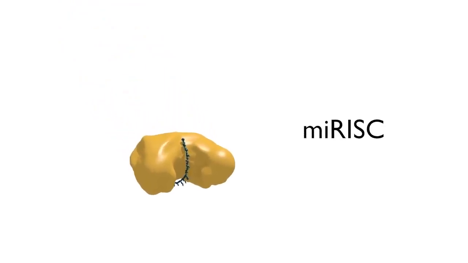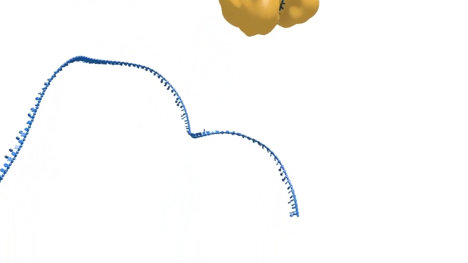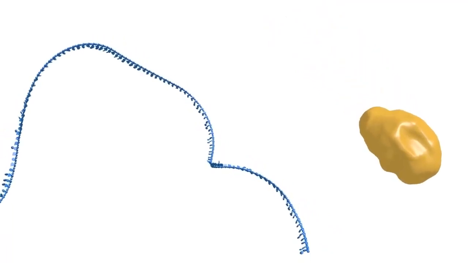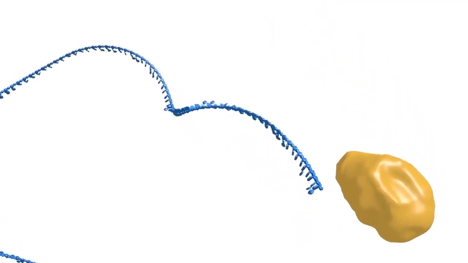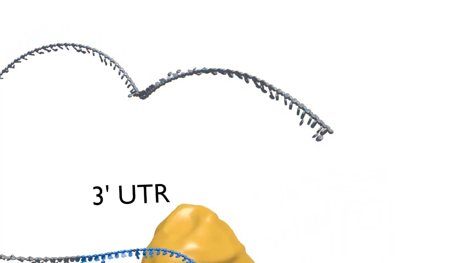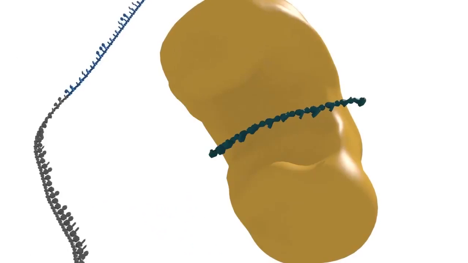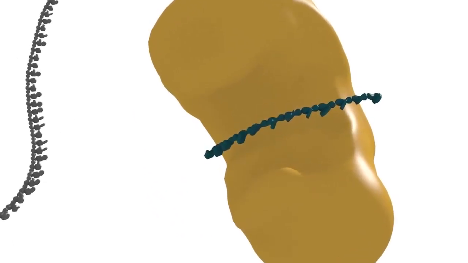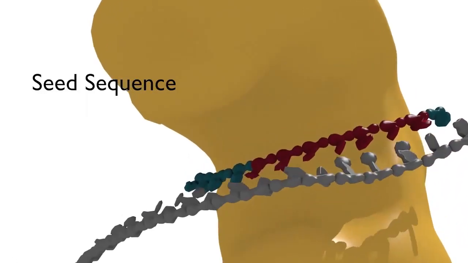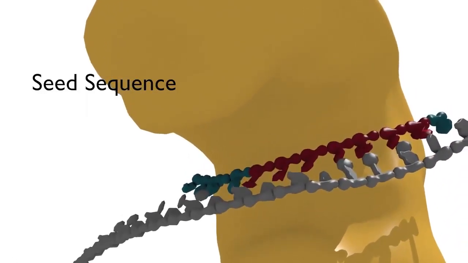Argonaute proteins charged with their guide microRNAs are referred to as the miRISC complex. The complex is now ready to bind its target RNA and promote gene silencing. Argonautes bound to microRNAs typically identify sequences with imperfect complementarity in the 3' UTRs of mRNAs. The most important pairing region for the microRNA is referred to as the seed sequence, which generally encompasses nucleotide positions 2 to 8 of the microRNA species.